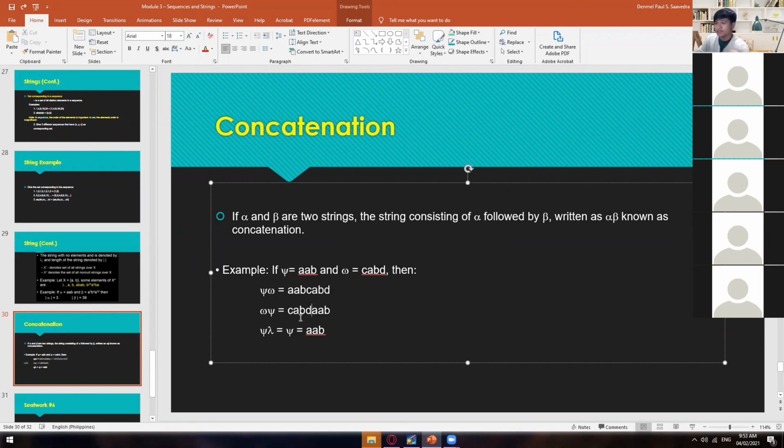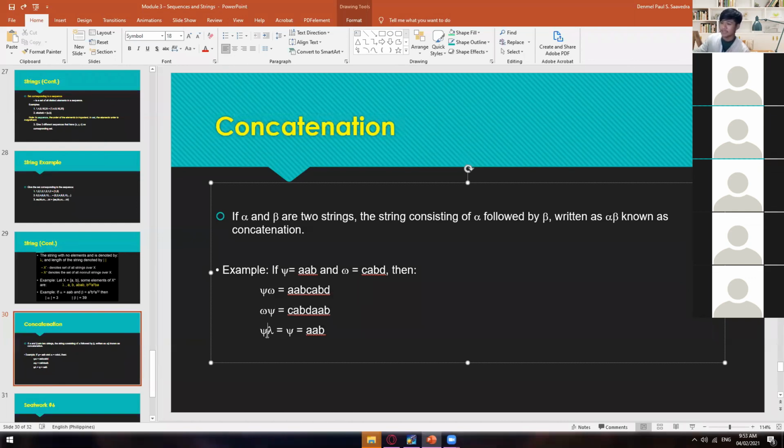For the second to the last one, instead of having this one at first, we have it at the last, and instead of having this one at the last, we have it at the first. They just interchange. So of course, CABB followed by AAB. Simply put them side by side, depending on their arrangement.